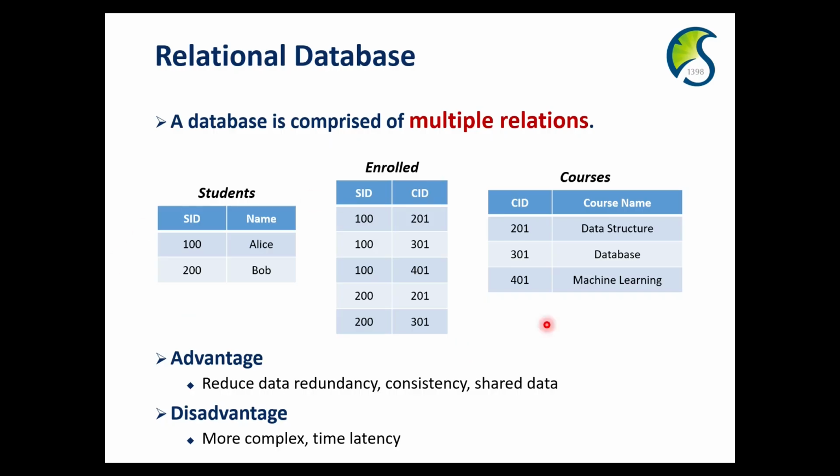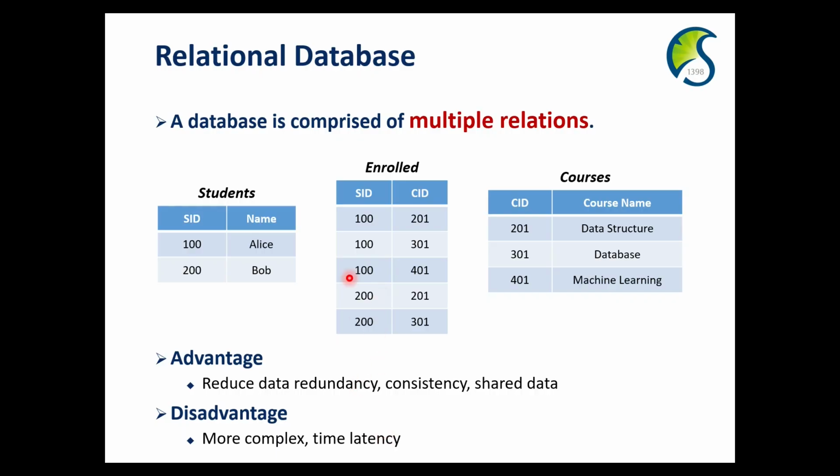And if some user tries to access courses while another user also tries to access students at the same time, it is also efficient for sharing data. But the problem is that because we split one relation into multiple relations, it is more complex, and sometimes we need to combine 2 relations to retrieve some data. In that case, we need more time latency.